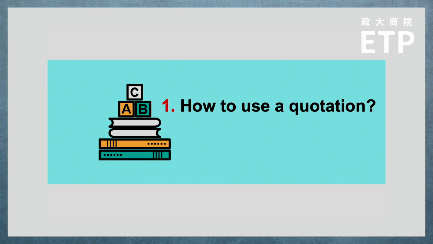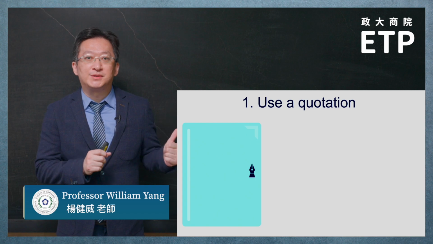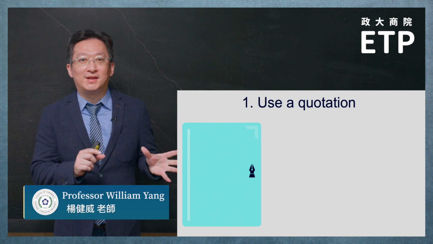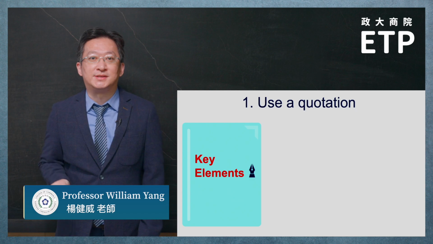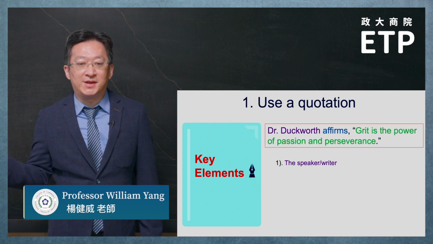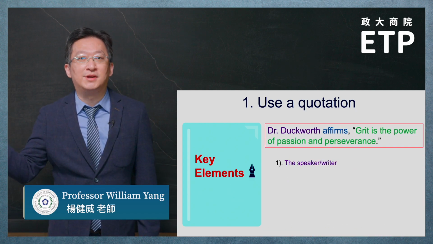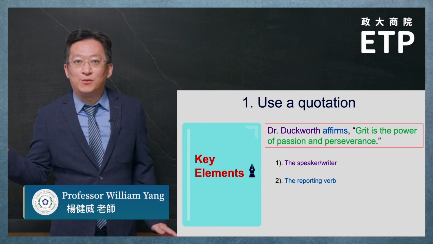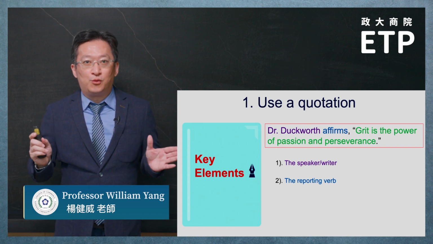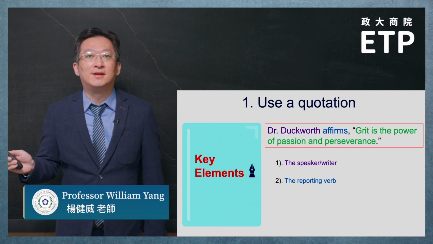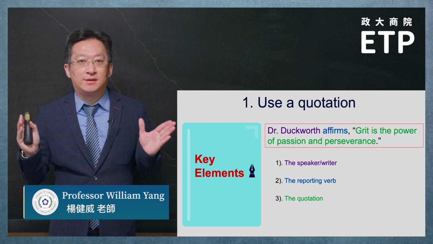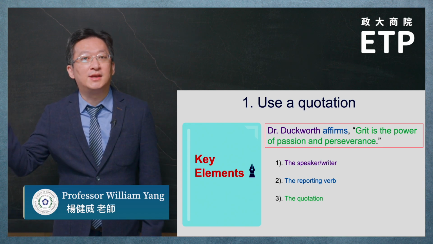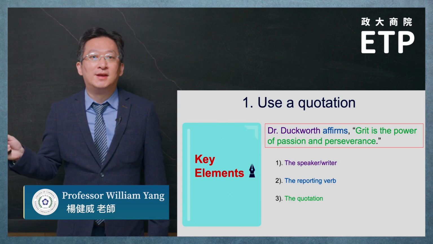All right, so first, let's talk about how to use a quotation. When you use a quotation, this can be divided into 3 key elements. Firstly, we have the speaker. In the example, you can see that the speaker is colored in purple. And then we need a reporting verb, which we will dive into later. Thirdly, we need the quotation. And here the quotation is colored in green.